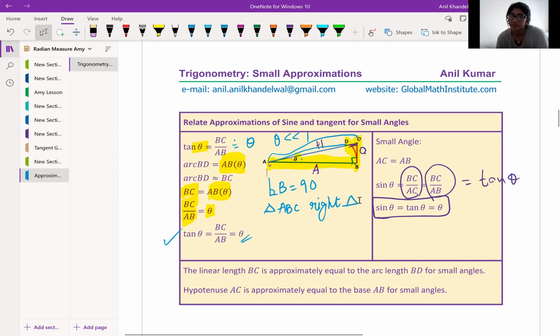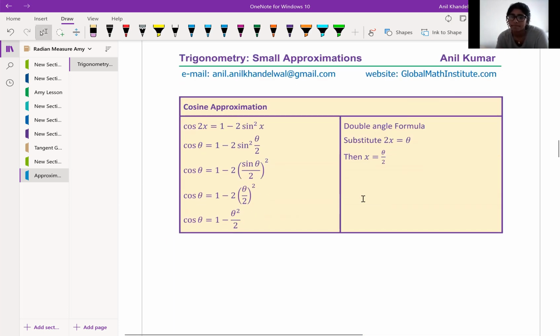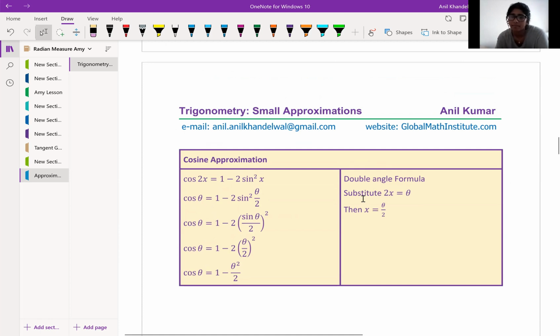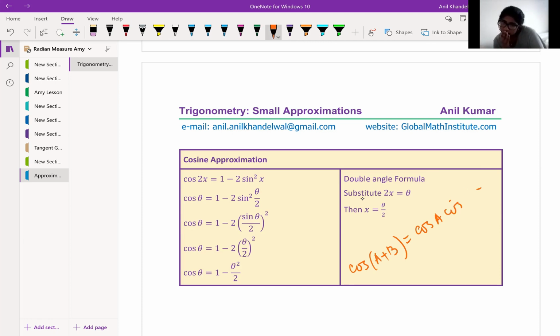Now let us get back to cosine theta and understand how the formula for cosine theta is derived, which is 1 minus theta square by 2, because it's very different from the tan and sine results. So let me take you to the trigonometry of compound angles. In that, we learned some formulas. We had the formula of cos(A plus B), which is cos A cos B minus sin A sin B.